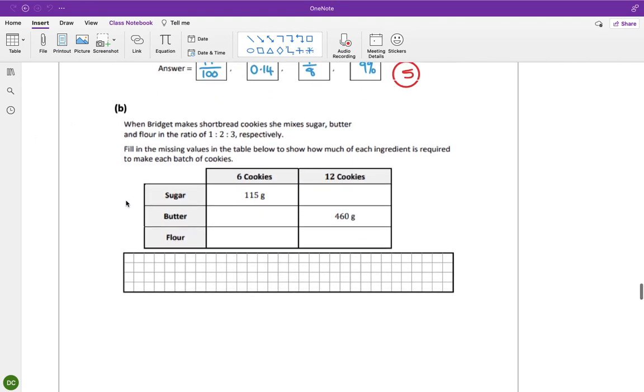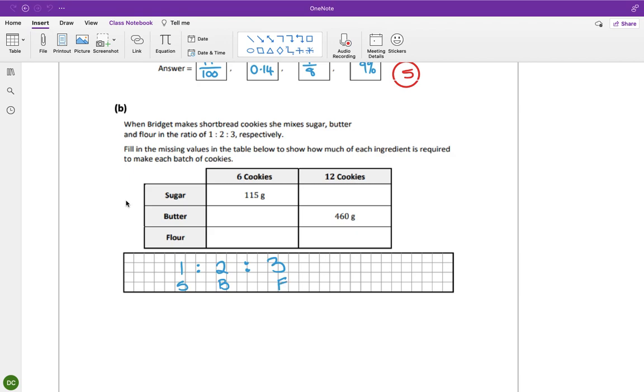Okay. When Bridget makes shortbread cookies, she mixes sugar, butter, and flour in the ratio 1:2:3, respectively. Fill in the missing values to show how much of each ingredient is required. Okay, so 1:2:3 is sugar, butter, flour.